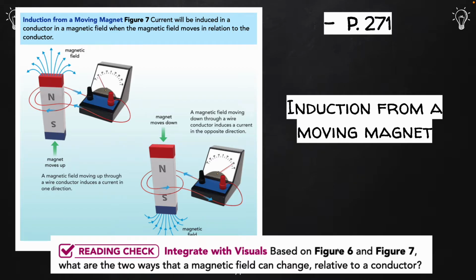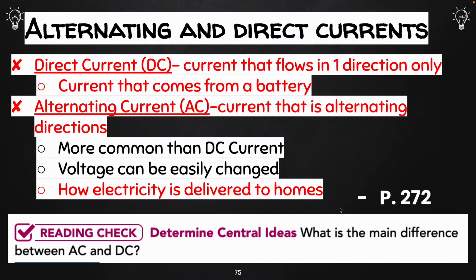Based on figure 6 in the previous slide and figure 7, what are the two ways that a magnetic field can change relative to a conductor? So what can we do to that magnetic field relative to the conductor?